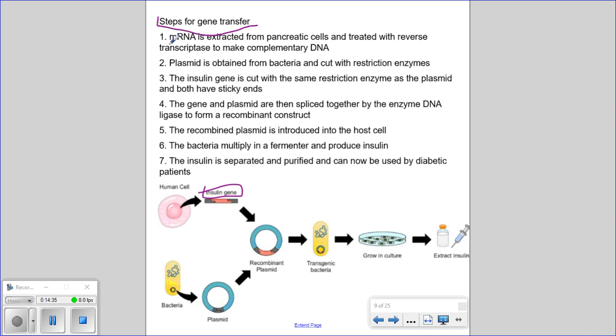So in this case, you need the mRNA sequence, and this gets extracted from the pancreatic cells, and that mRNA is then treated with an enzyme called a reverse transcriptase. A reverse transcriptase is an enzyme that will take RNA and convert it into a complementary DNA.